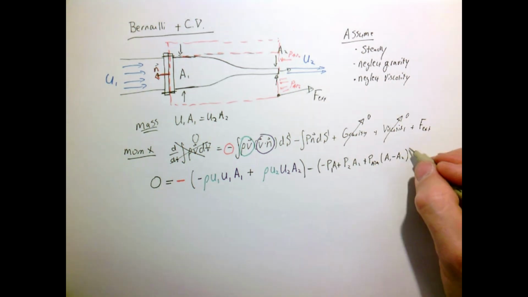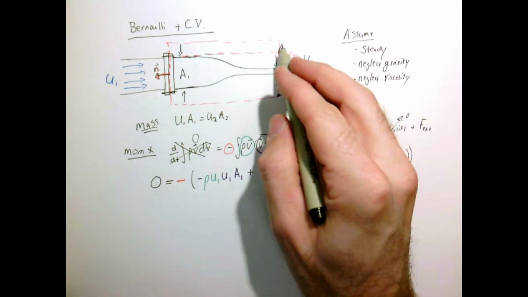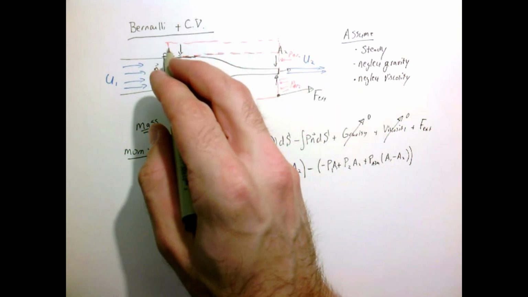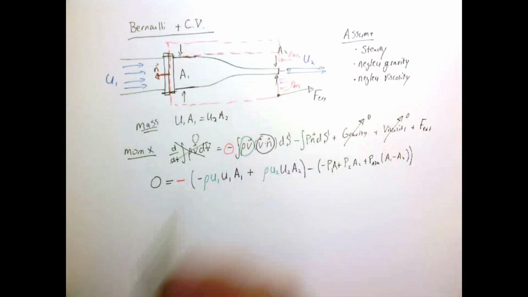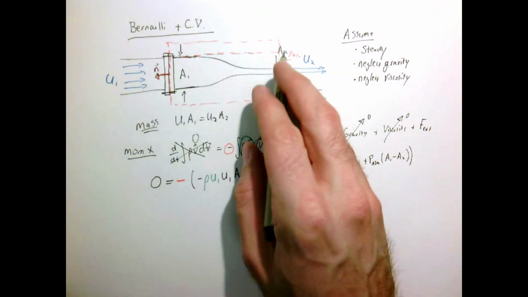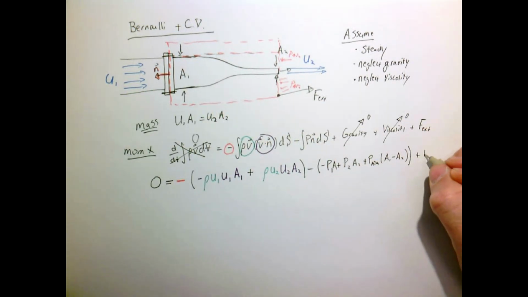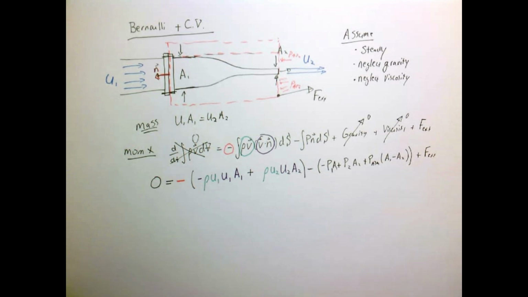acting over that stuff. Now, we could also worry about the pressure acting here, but once we're outside the pipe, atmospheric pressure pushes this way and pushes that way, so it balances. So I'm just going to worry about the area just around the pipe. And that has to equal our external force.